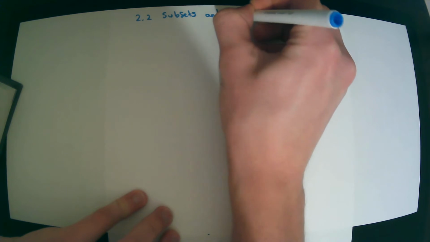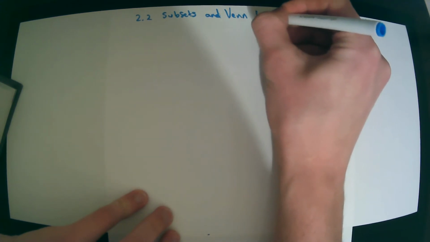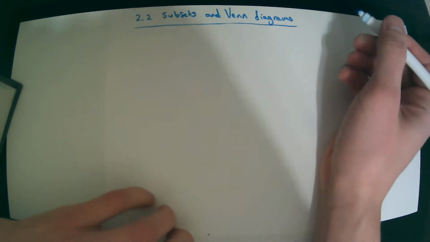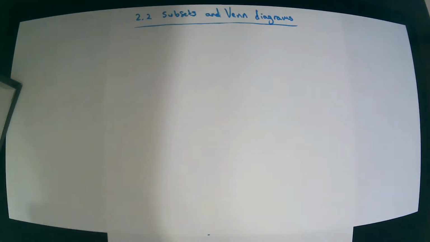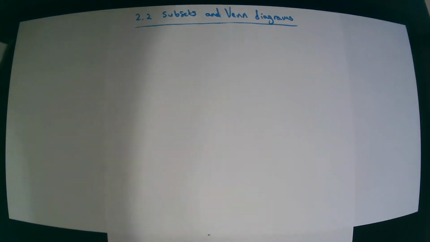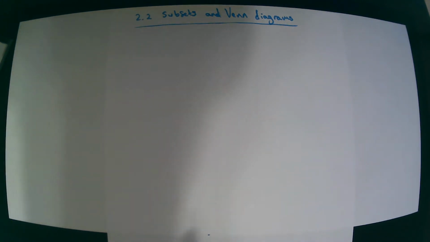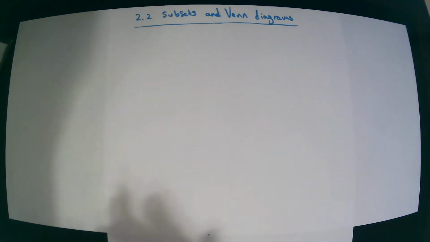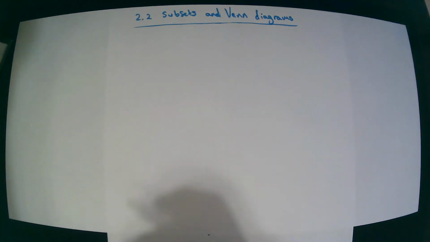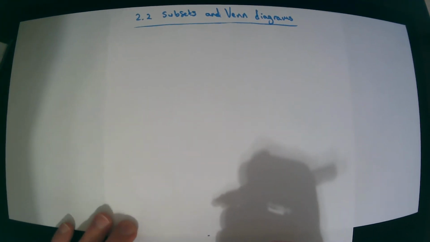Okay, so continuing chapter 2 here, section 2.2 is subsets and Venn diagrams. Okay, we're going to start off talking about Venn diagrams, which is basically just a visual representation of the relationship between multiple sets. You've probably seen a Venn diagram before.